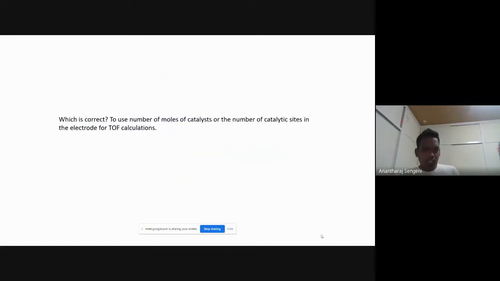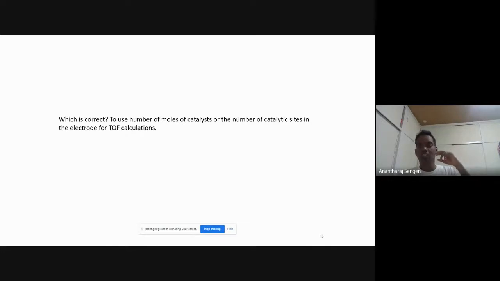So let's go to the next question. Which is correct, to use the number of moles of catalyst or the number of catalytic sites in the electrode for the TOF calculation? Both are correct, given that you are using the appropriate equation. If you are going to use the number of moles of catalyst in the denominator, you don't have to use the Avogadro constant in the numerator of your equation. So you just have to keep your current density.